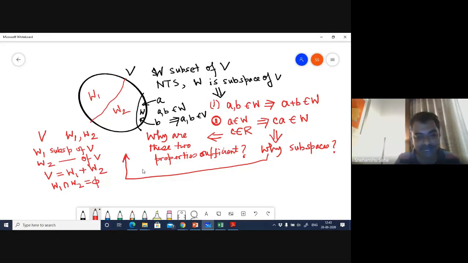If that happens, then you can uniquely decompose V in the following manner. And this kind of decomposition is known as a direct sum decomposition of vector spaces.